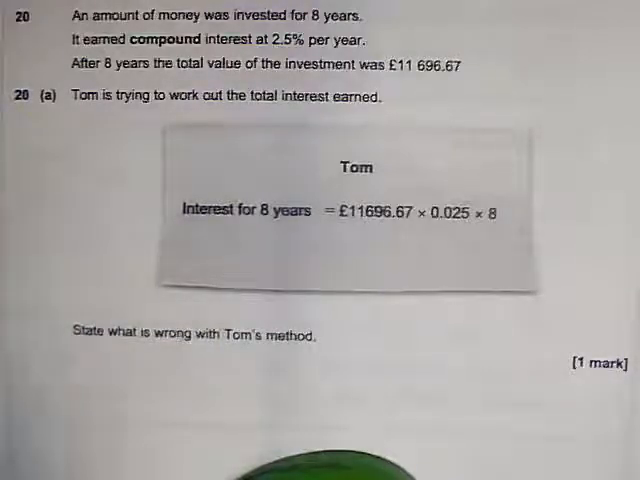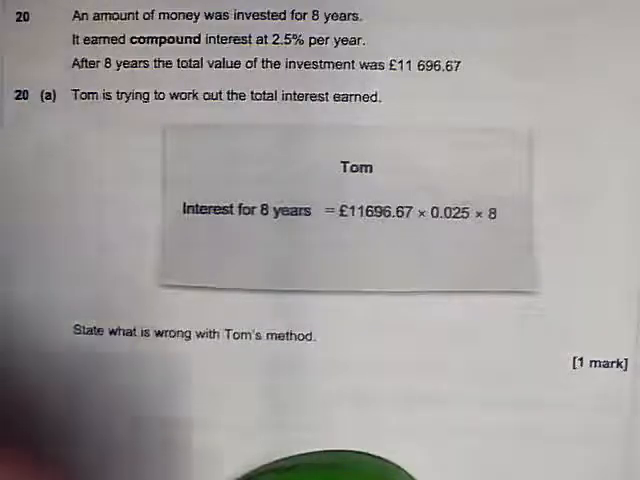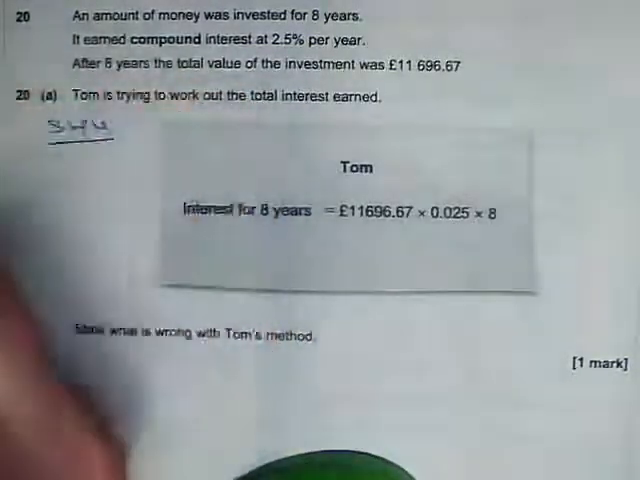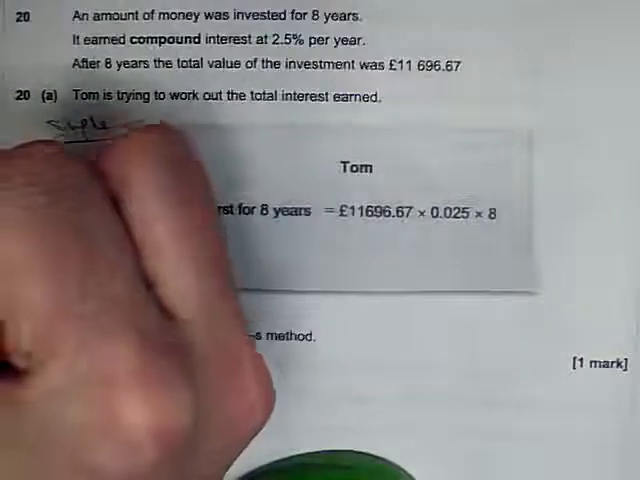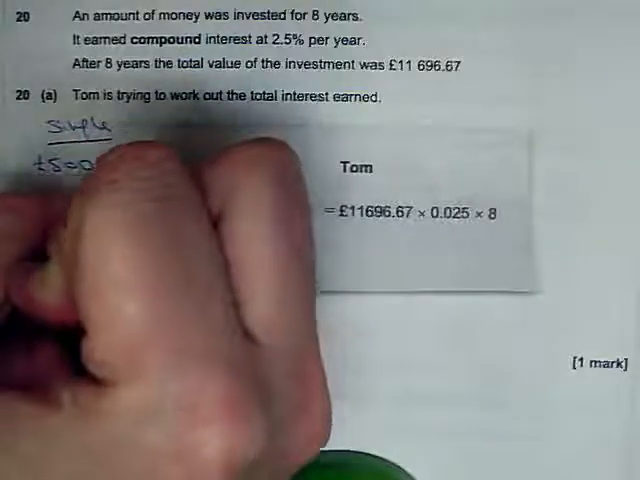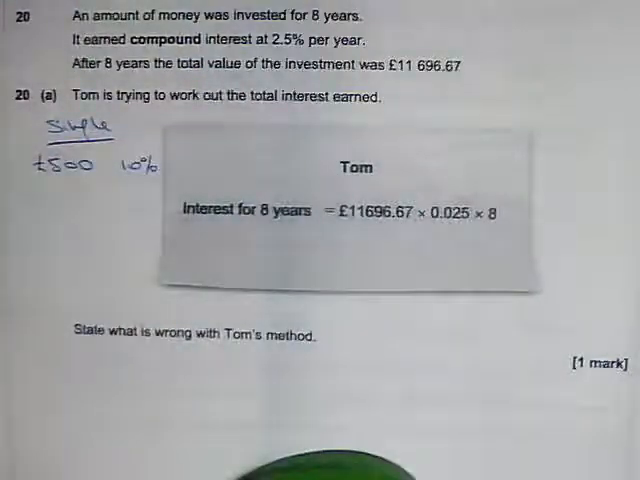So, firstly, we need to talk about the difference between simple and compound interest. So, if we had simple interest, say I put £500 in a bank account, and to make this easy, let's say we get paid 10% interest per year. Banks never pay that much anymore, unfortunately, but let's do this for simplicity's sake.